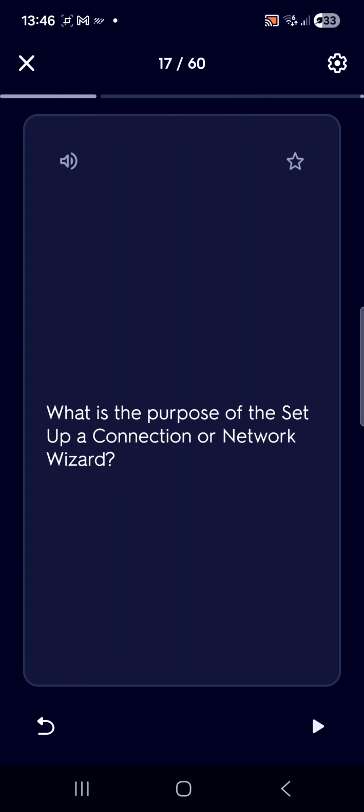Setup a connection, or network visit. To configure a link to the ISP server. What does ISP stand for? It stands for Internet Service Provider. To configure a link to the Internet Service Provider server.